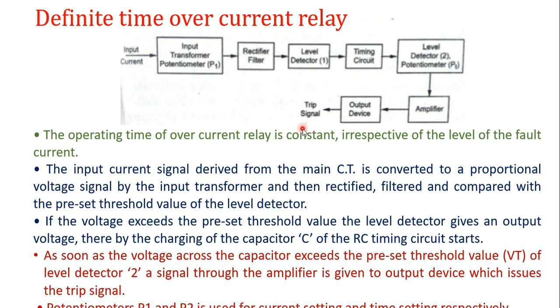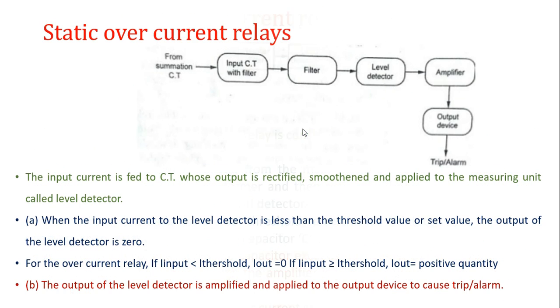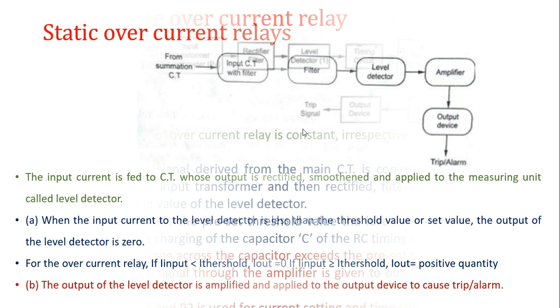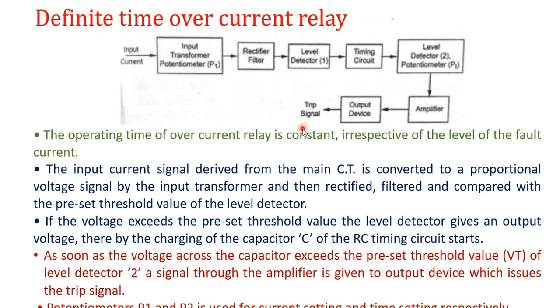Then this is simply measuring the current value and comparing with the threshold value. The next is definite time over current relay. Here there is a set time for the operation of relay. The time of operation of the relay is constant irrespective of the value of fault current.